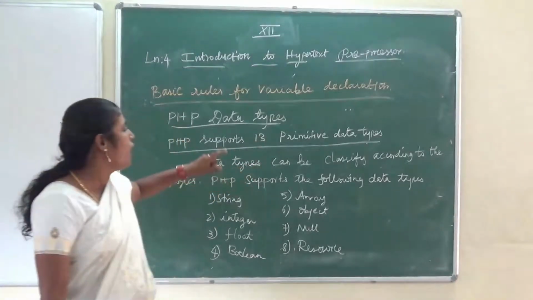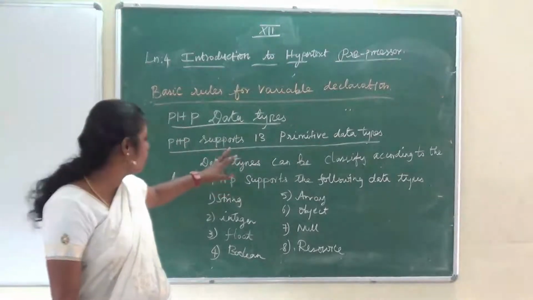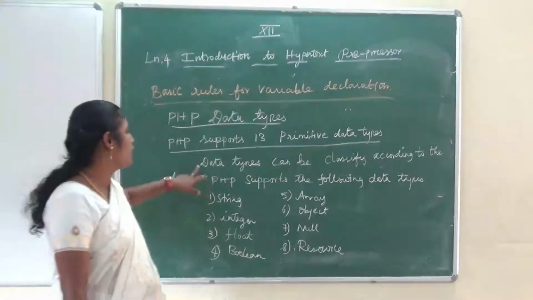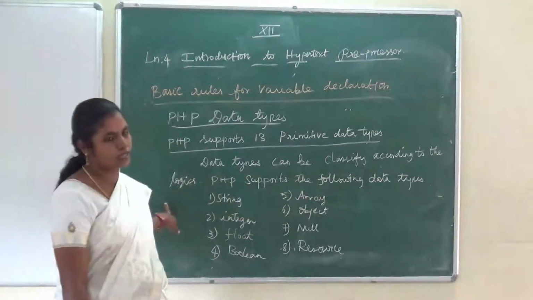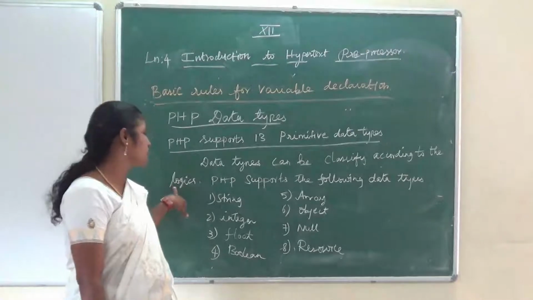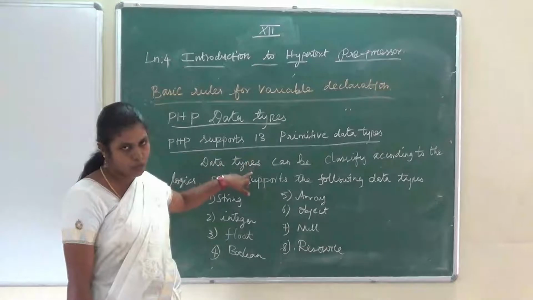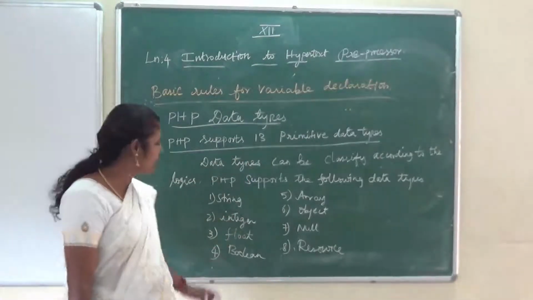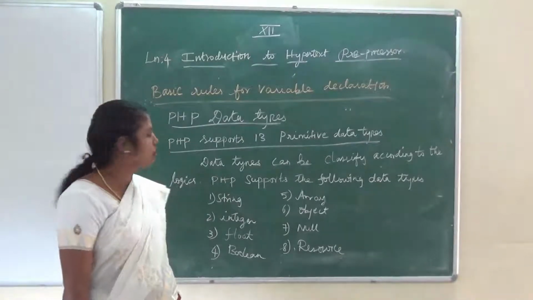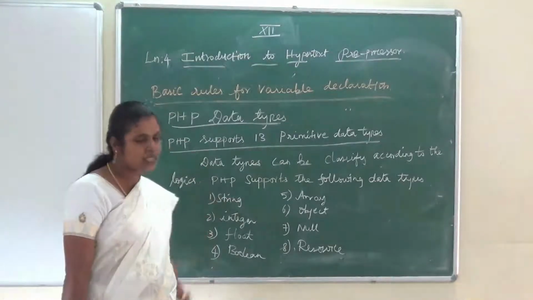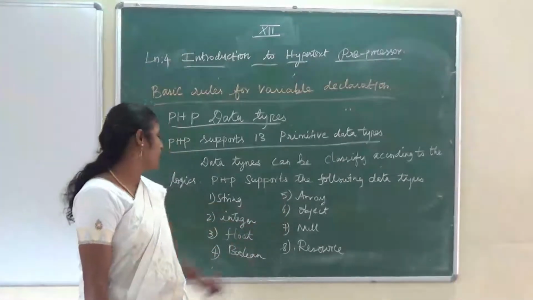13 we have. How do they divide the data types, otherwise how do they declare the data types? Data types can be classified according to logics. Then a total of 13 data types are used in PHP, but in our portion they have given only 8 data types, because we are only going to study the basics of server-side programming language. That's why they have given only 8 data types.